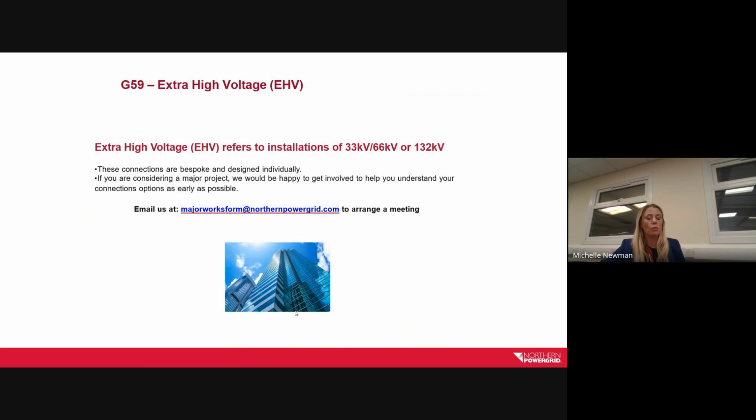There is another form which it's highly unlikely that a community energy group would need, but this covers any very large installations, extra high voltage installations, and we would always advise that you just have a conversation with our major works team prior, and they will take you through the process and discuss the project. But as I say, it's highly unlikely that a group would fall into this application.